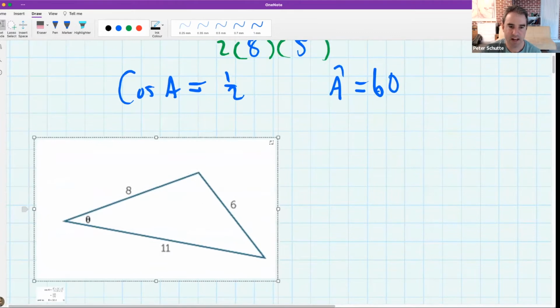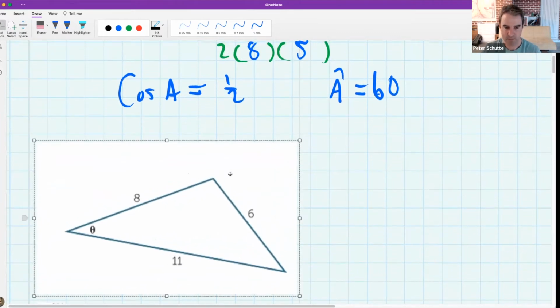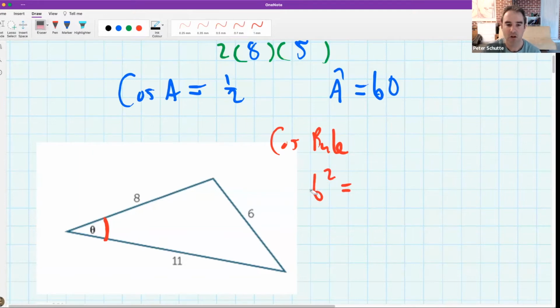So here is your question. You are given 3 sides of a triangle. You are then asked to find the angle theta. Whenever you are given 3 sides in a triangle and you need to find an angle, your only option is the cos rule, but you're not going to write it where the sides are by themselves. You're not going to write it 6 squared equals. You're going to start by writing the cos of theta.